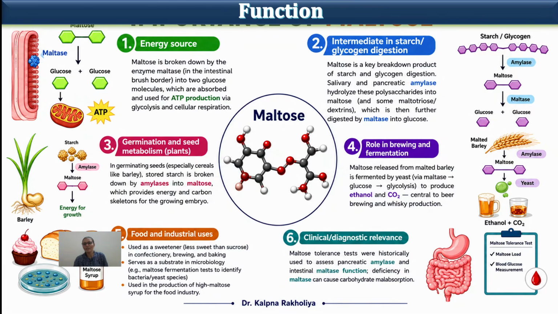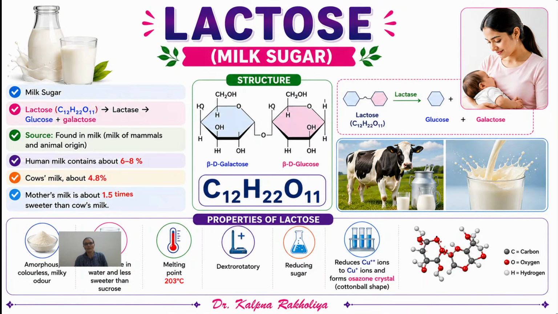It has a role in brewing and fermentation, when starch breaks down into maltose, and yeast converts it into ethanol and carbon dioxide. In clinical diagnosis, maltose tolerance tests were historically used to assess pancreatic amylase and intestinal maltase function. Deficiency in maltase can cause carbohydrate malabsorption. So these are the functions of maltose.